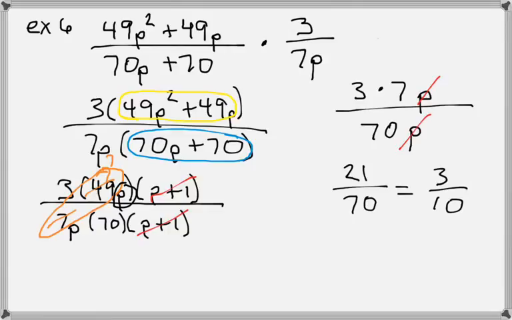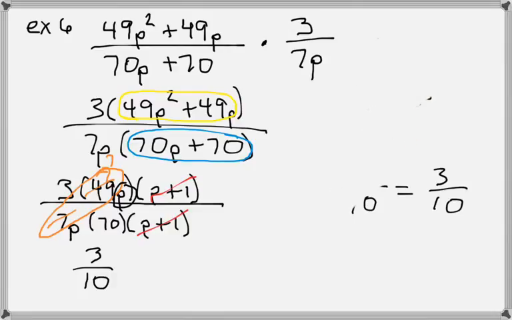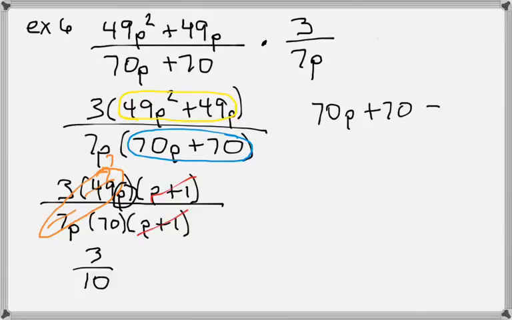Now I just have to find my excluded values. So I know my simplified answer is 3 over 10. I'm going to leave that over here so I can erase and make space to find our excluded values. Your excluded values, again, are still coming from the denominators in your original expressions. So I have 70p plus 70 that I need to set equal to 0. Here I can factor out a 70, which we already did. That's p plus 1.